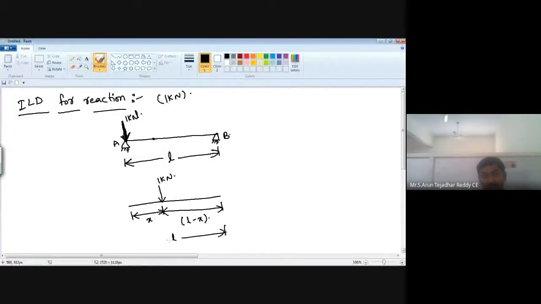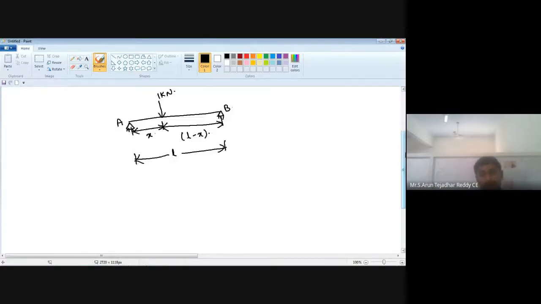Generally, the whole span is L. Next, the remaining distance is L minus x. A, B. Okay. Now here we have two supports. It means here reaction RA is acting and reaction RB is acting. RA and RB.